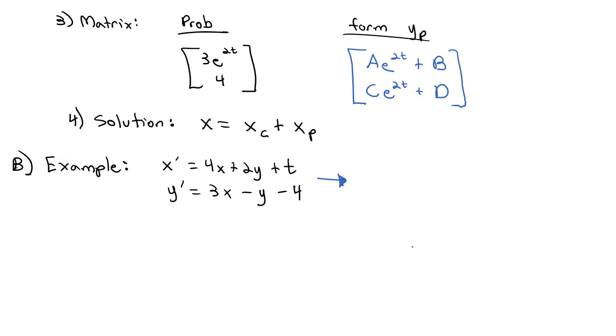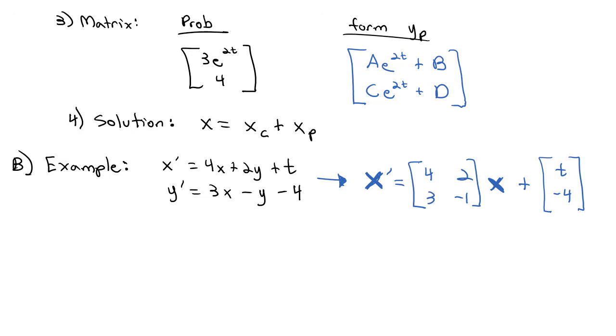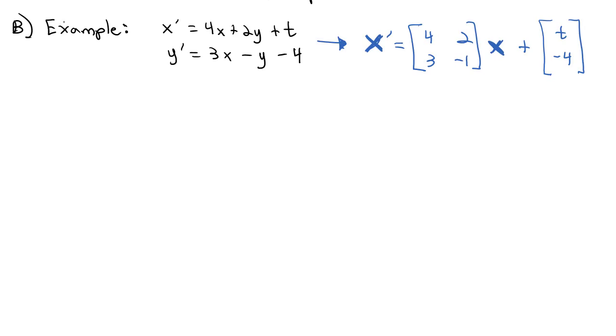Well, let's put that into matrix form. Our matrix x prime is equal to the coefficients of 4, 2, 3, and -1 times our variables. But now added to that, this is the non-homogeneous part, are those functions of t and -4. Let's look at solving these. The first thing we want to do to solve is to solve for x complement.